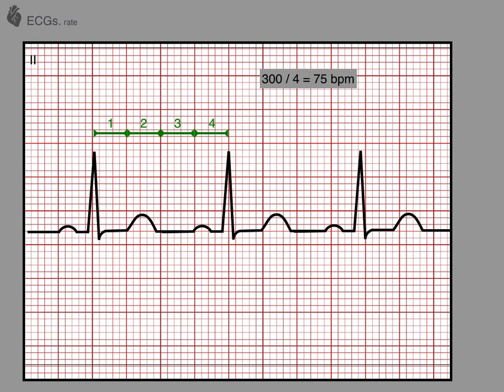Why does this matter? It matters because it gives us the 300 rule, which is a really easy way to very simply calculate rate in an ECG that has a regular rhythm. The 300 rule means that you take 300 and you divide by the number of big boxes between QRS complexes, and this gives you a rate. So in this example, there are 4 big boxes between the QRS complexes. Therefore, we take 300, divide by 4, and we therefore get 75 beats per minute.